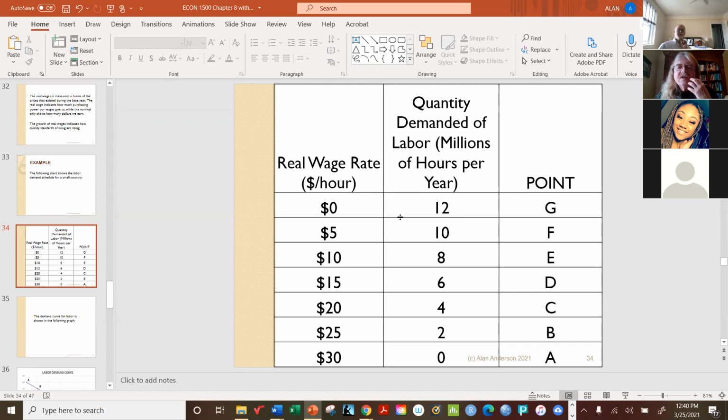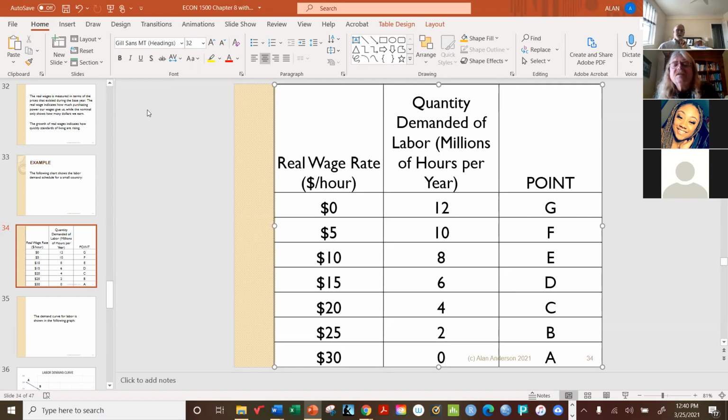So in this country, for example, if people are willing to work for free, that would be wonderful for the employers. They'd be happy to hire 12 million workers at such a low wage. But if the wage jumps up to $5 an hour, then the quantity demanded drops to 10, and so on, all the way down to 30. If the real wage reaches $30 an hour, then nobody will be hired.